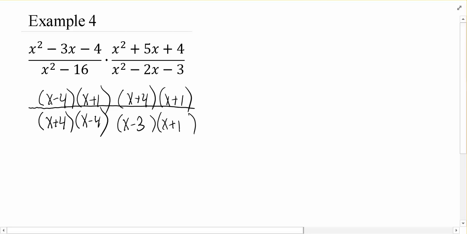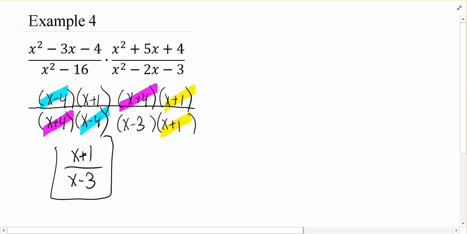Now, once I have all these factors written out, now it's just a matching game. I've got an x plus 1 in the top and bottom, they divide out. I've got an x minus 4 in the top and the bottom, they divide out. And I have an x plus 4 in the top and bottom, they divide out. All I have left is an x plus 1 in the top and an x minus 3 in the bottom.